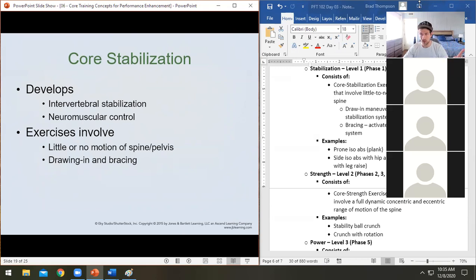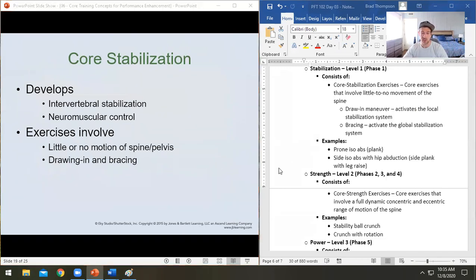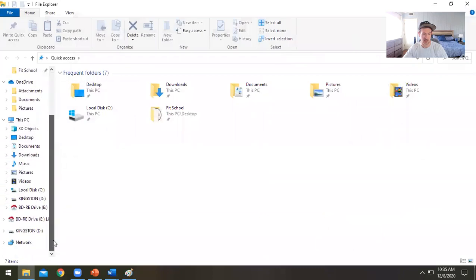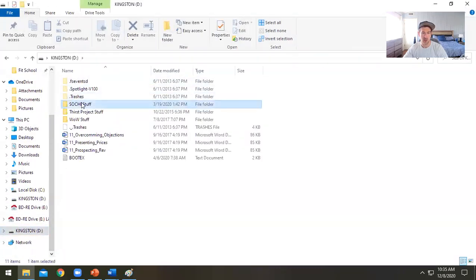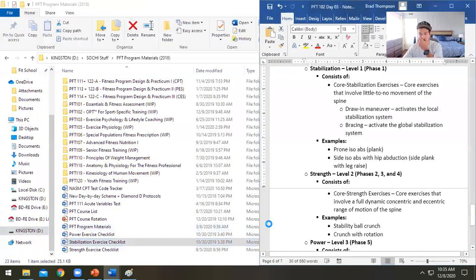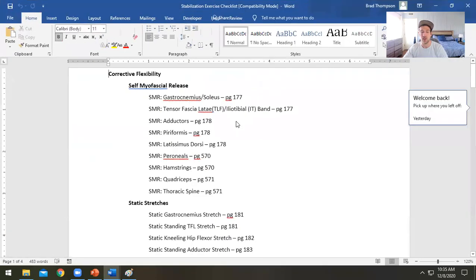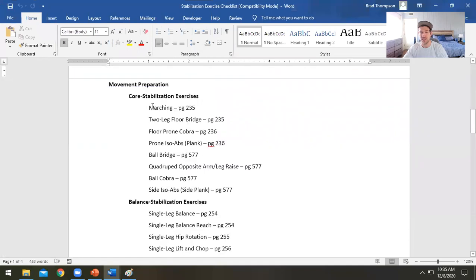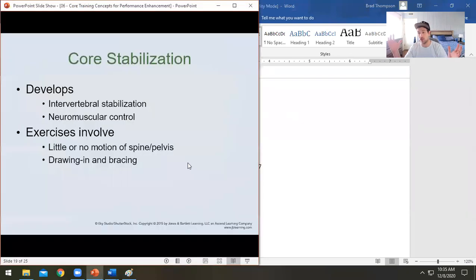In your textbook, and I'm going to send out this exercise checklist today because today is the day that I want to put it out to you. When we look at this exercise checklist, if your client is in the stabilization phase, we have specific core stabilization exercises. So what are core stabilization exercises?